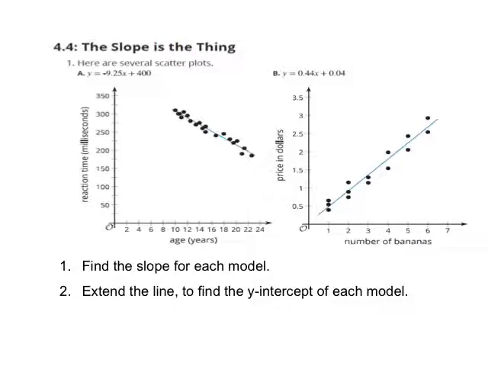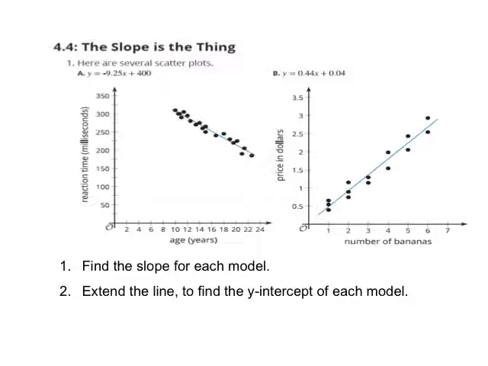All right, for A, the slope is negative 9.25, which means for each additional age or year, the reaction time goes down by 9.25 milliseconds. The y-intercept is 400, which means for someone of age 0, their reaction time is 400 milliseconds. Doesn't make a lot of sense.